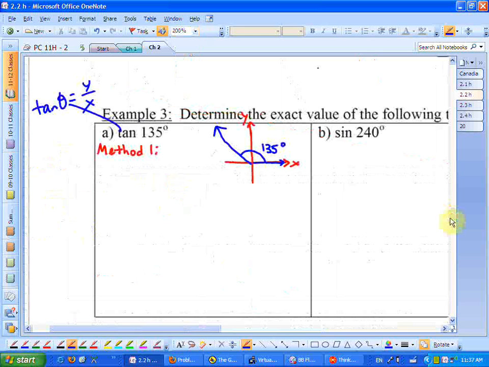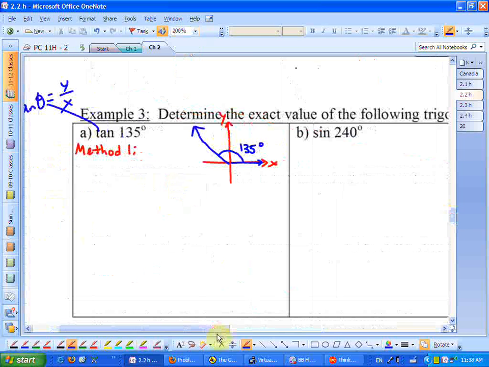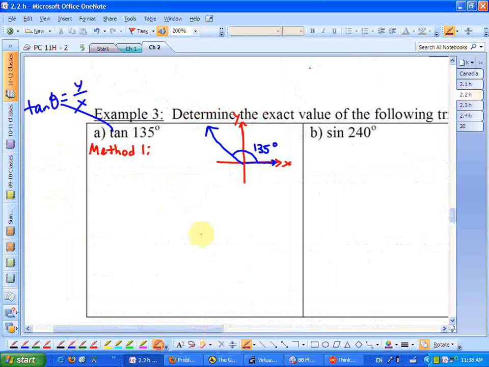So what I'm going to ask you to do, once you've figured out this drawing, is to create your reference triangle. And I'm going to ask you to try to label the sides of the triangle and then use that knowledge and this definition of tangent equals y over x to figure out the ratio. This is what I mean. Draw the reference triangle for me first.